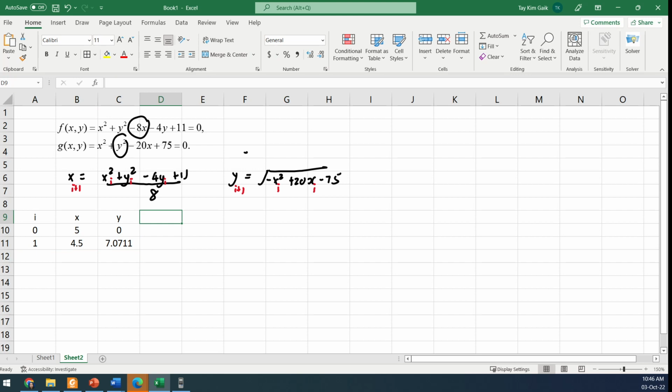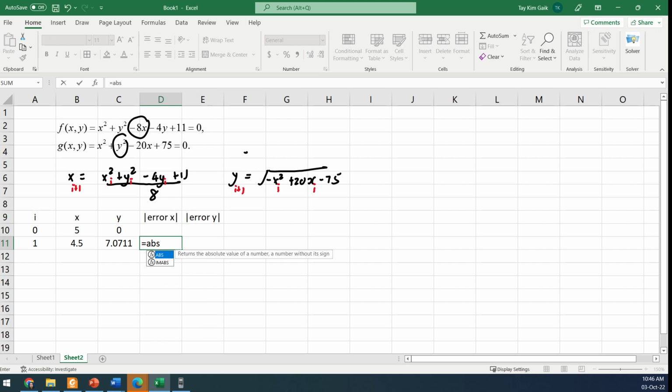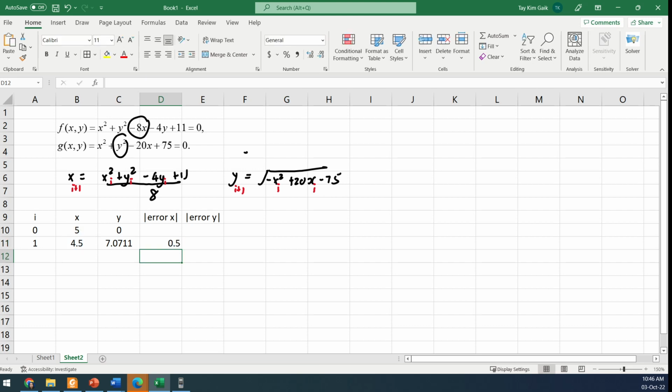You want to calculate the absolute error for x, and then the absolute error for y. Equal ABS is absolute value. Take x1 deduct x0, meaning 4.5 deduct 5, so you get negative 0.5. We take the absolute value, which will be 0.5. That's what absolute means.